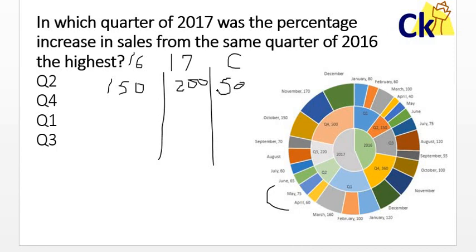Now let's see for quarter 4. The value for quarter 4 of 16 is 360, and for the year 17 it is 500. So your change is nothing but 140.